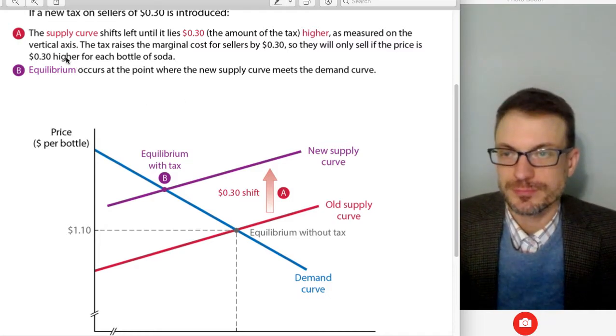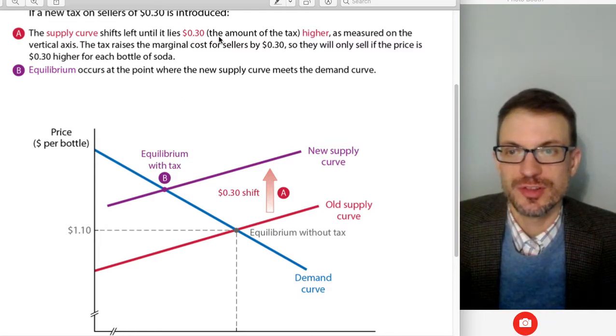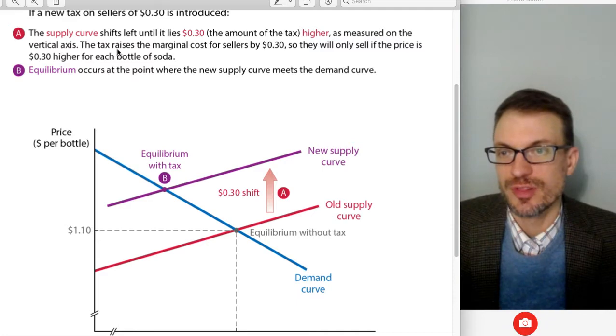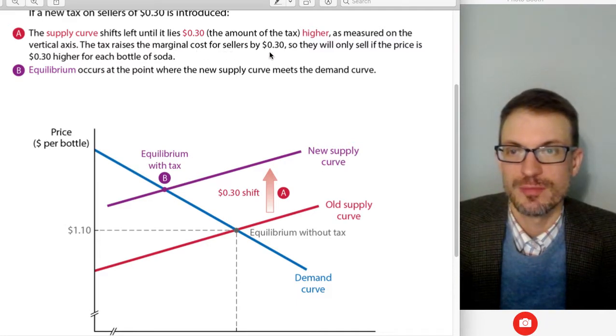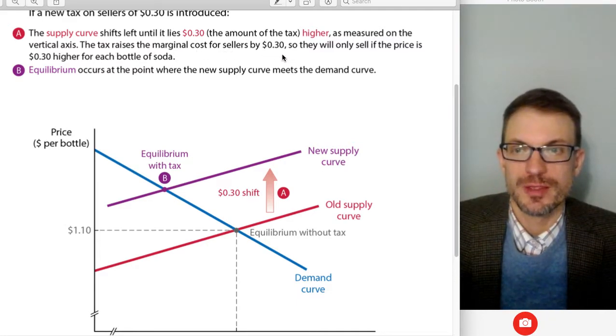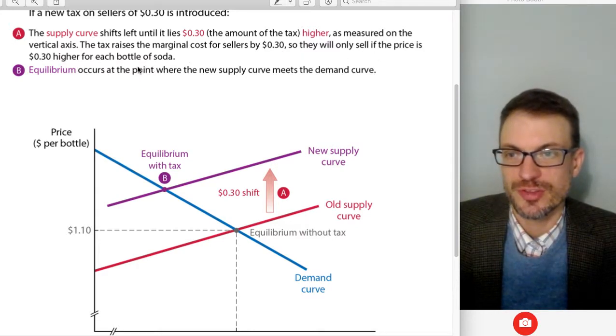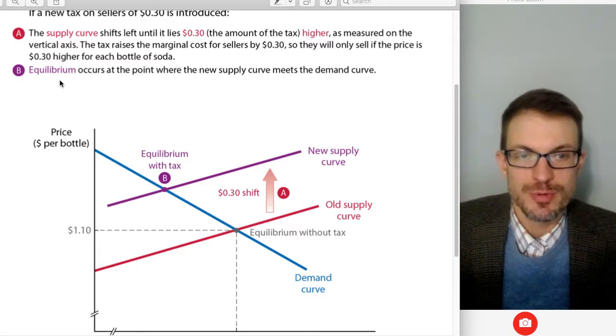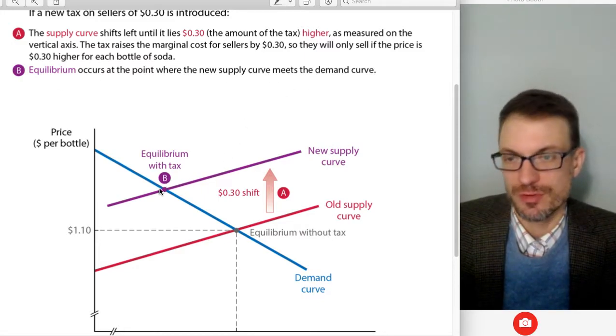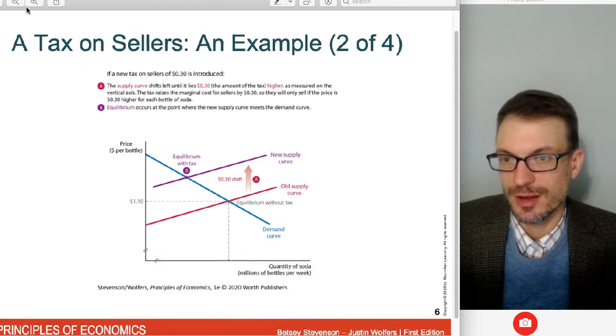All right. So the supply curve shifts until it lies 30 cents higher as measured on the vertical axis. The tax raises the marginal cost for sellers by 30 cents, so they'll only sell if the price is 30 cents higher for each bottle of soda. The equilibrium occurs at a point where the new supply curve meets the old demand curve. So we've got that. Okay, good.